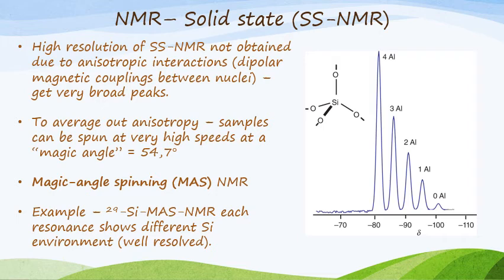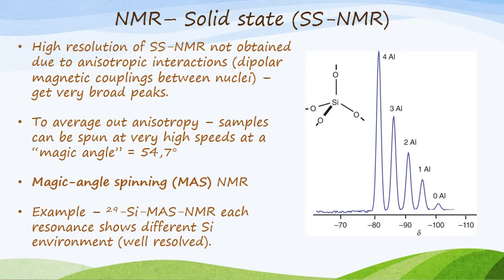So we have to average out this anisotropy, and this can be done by spinning the sample at exceptionally high speeds at what we call a magic angle. Now the magic angle is 54.7 degrees. So this is a special technique called magic angle spinning NMR. As an example on the slide, in the picture on the right hand side, we have a look at a 29Si magic angle spinning NMR spectrum, where each resonance shows a different silicon environment, which means that the spectrum is very well resolved.